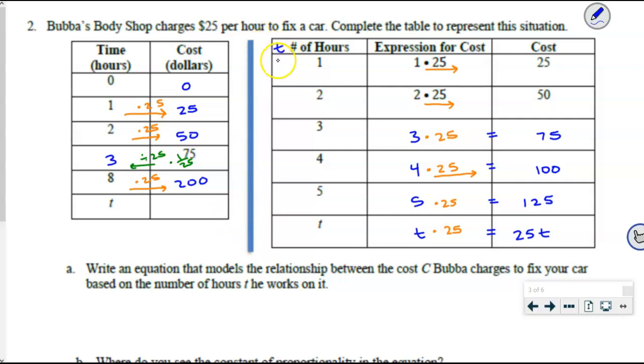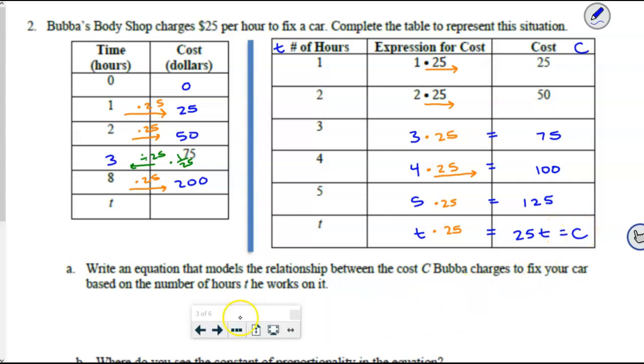Notice how I'm doing the T. I make a little tail on the end, kind of like a type font T, so that it looks like a T and not a plus sign. Okay? And the cost is C. That's the variable that it tells us to use. So when I take T, the number of hours, and go forwards by multiplying it by 25, I have 25T. But what does that 25T equal? It's in the cost column, so that 25T is equal to the cost, or C.